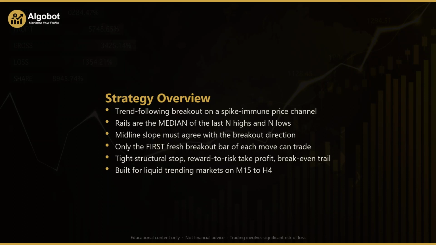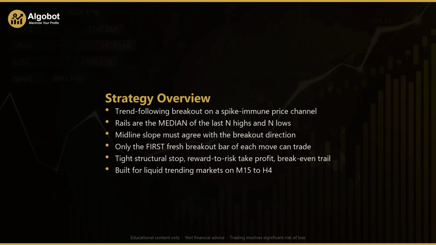This strategy replaces the extreme with the median. The upper rail is the median of the last N highs, and the lower rail is the median of the last N lows. The median is the textbook outlier resistance statistic. One freak spike moves the maximum a long way, but it barely nudges the median.